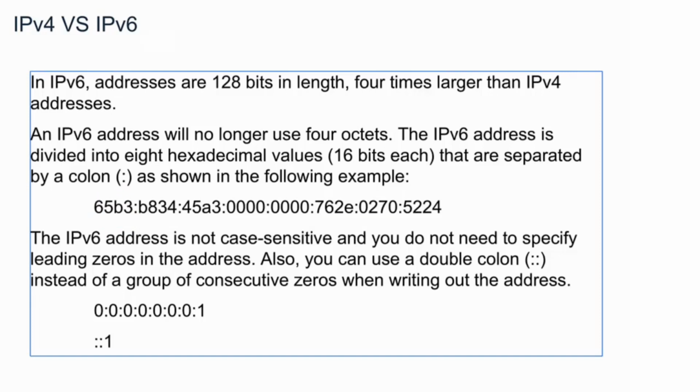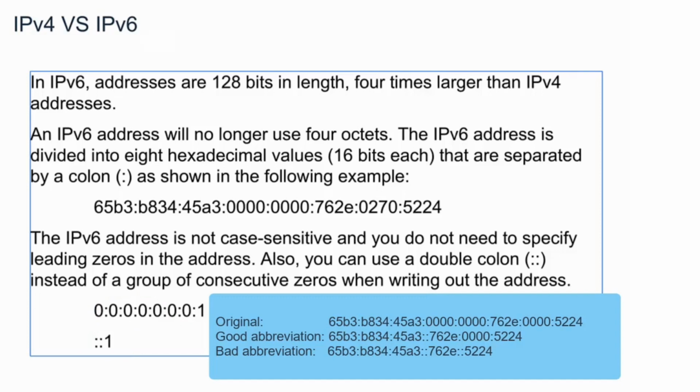There are a few rules to remember when representing an IPv6 address. An IPv6 address is not case sensitive. You don't need to specify leading zeros in the address, and you can use a double colon to represent any number of consecutive zeros. So for example, instead of writing 0:0:0:0:0:0:0:1, we'll use ::1. Of course, to keep it interesting, there is one exception to this rule. You can only use the double colon replacement once in an IPv6 address.